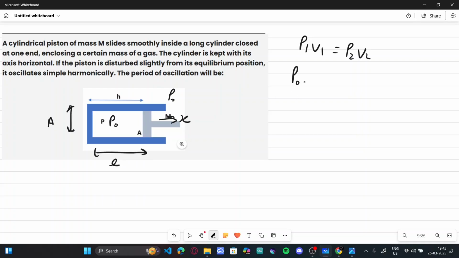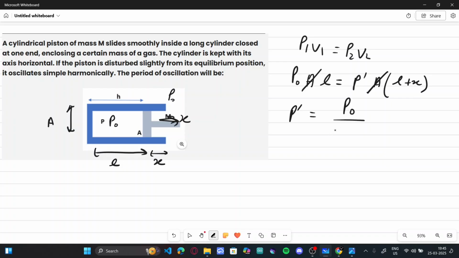So this is A and this is L, the volume. Now P2 is after we displace the mass. It's P dash. We need this pressure, and A, which is the area, plus the new length, which is the displaced length. So this is gonna be L plus X. Now you will notice that the areas cancel, and we find that the pressure after displacing is this.